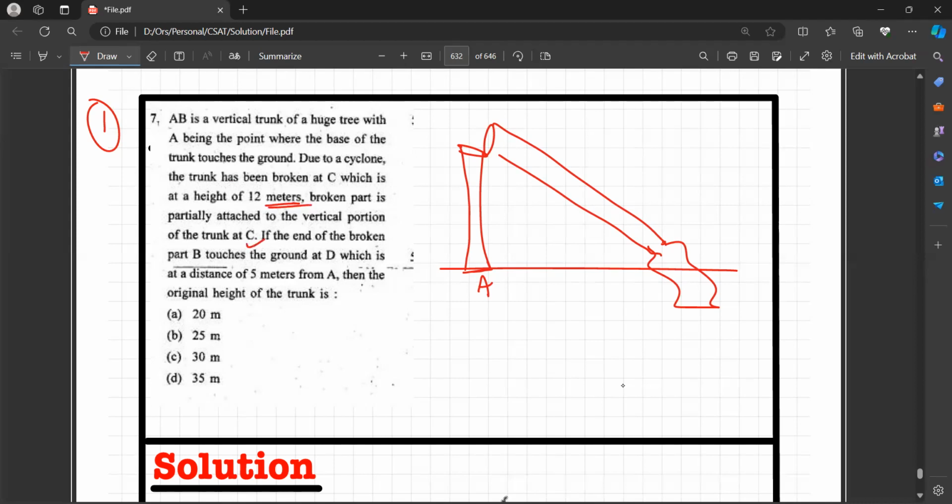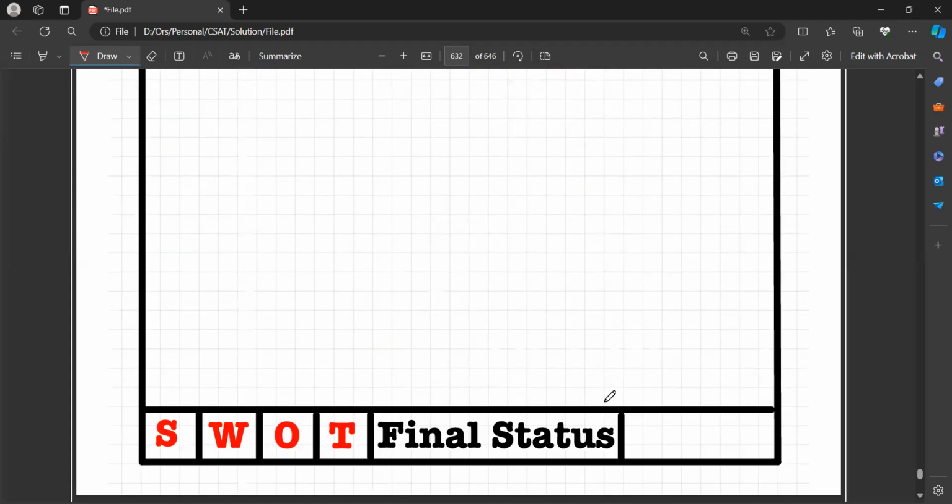If the end of the broken part touches the ground at D, this is D, this is C, which is at a distance of 5 meters from A. This is 5, this is 12. Then ये हो जाएगा 13, Pythagoras theorem. Got it? Then the original height of the trunk will be 13 plus 12. That will be 25 meters. Got it? The answer would be B. Clear? Proceed to the next problem, that is question number 2.